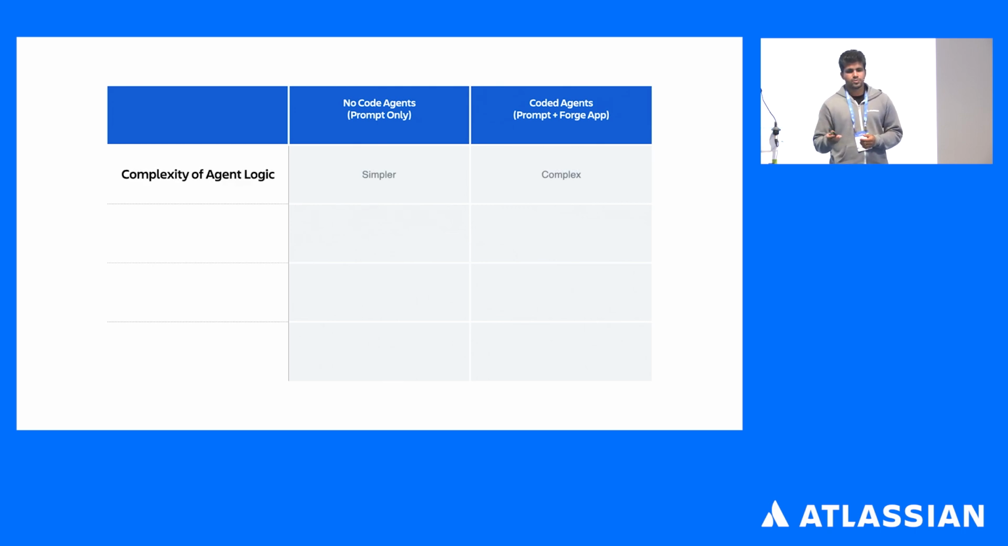The first criterion where they are different is the complexity of the agent's logic. Although here it says simpler and complex, it's not as simple as that. Imagine a spectrum of the complexity of an agent, where the logic could be simple on one side and extremely complex on the other. The no-code agents sit somewhere between the simpler side and intermediate complexity, but coded agents are good for intermediate to extremely complex logic.